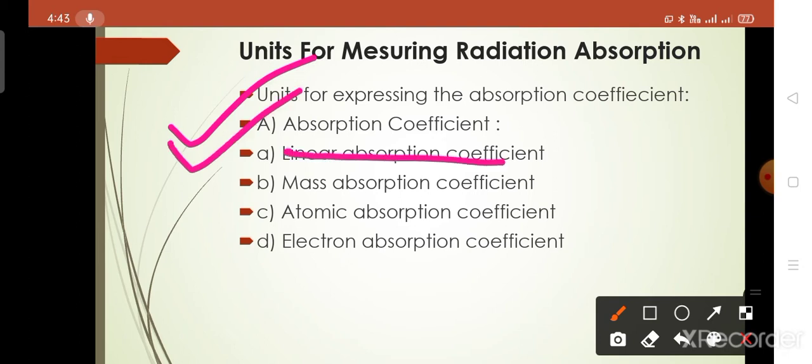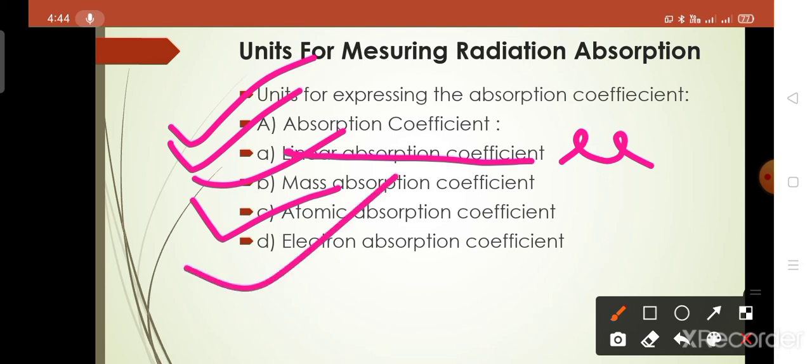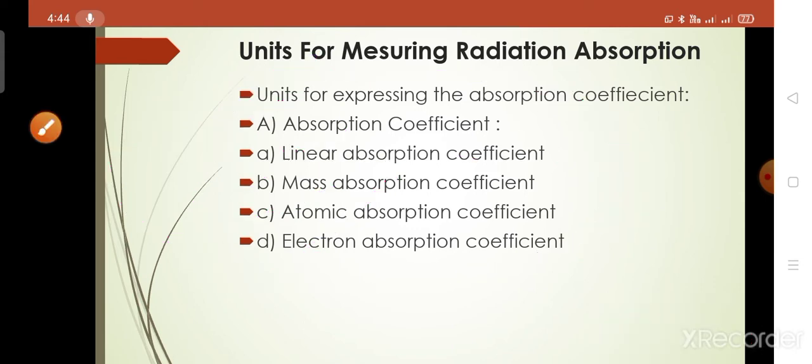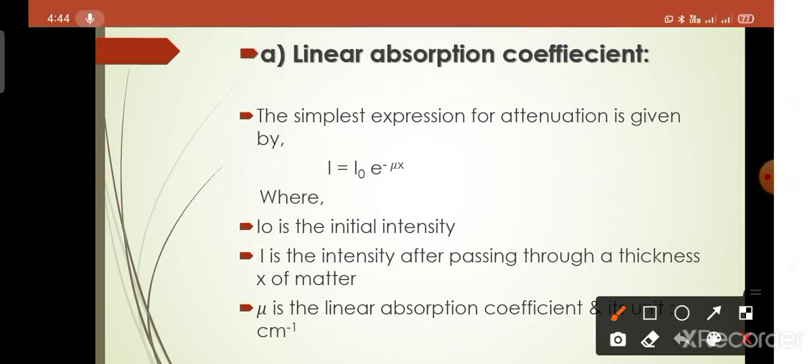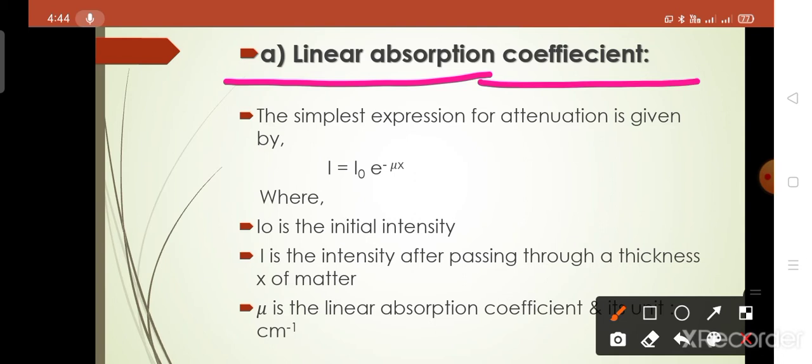linear absorption coefficient, and this is denoted by the symbol mu. Second one is the mass absorption coefficient. Third one is the atomic absorption coefficient, and fourth one is the electron absorption coefficient. Now we have to see these coefficients one by one. First one is the linear absorption coefficient.